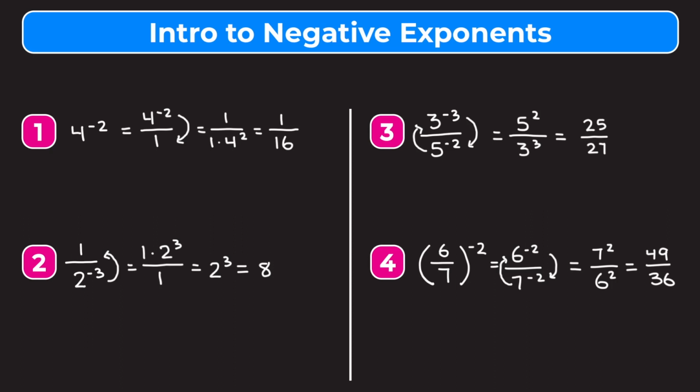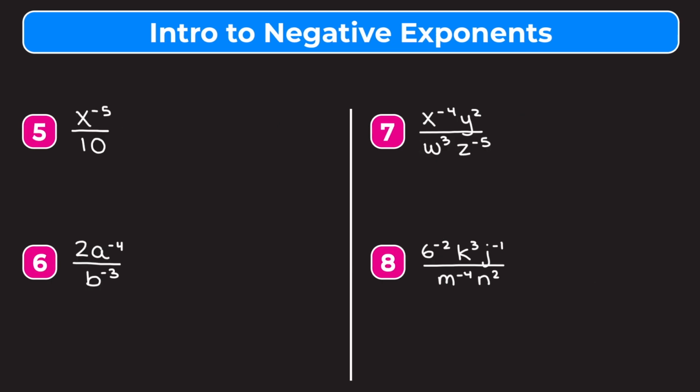Let's go over 4 examples that are going to involve variables. So if we take a look at example 5, we have x to the negative fifth over 10. So this has a variable in it, but we're still going to do the same thing. Only our x is being raised to a negative exponent.